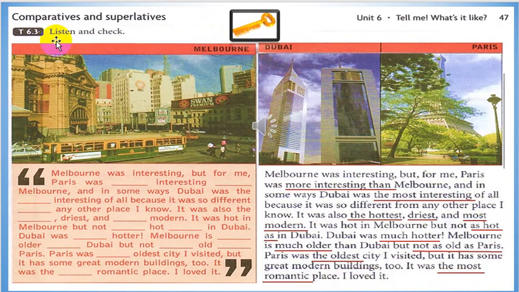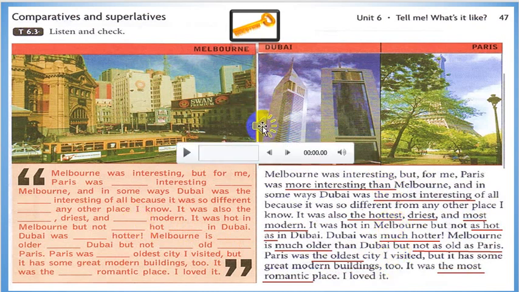On page 47, you have tape script 6.3. It is an exercise about comparatives and superlatives. A text about Melbourne, comparing it to Dubai. Here is what you see in your book, and here is the answer. I put it for you. Now let's listen to the tape script. Pay attention. I underlined the solution for this key exercise. Pay attention. Tape script 6.3.